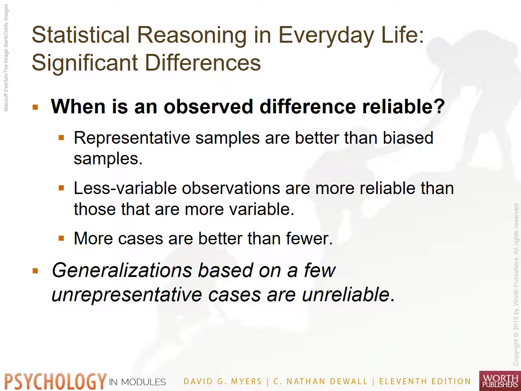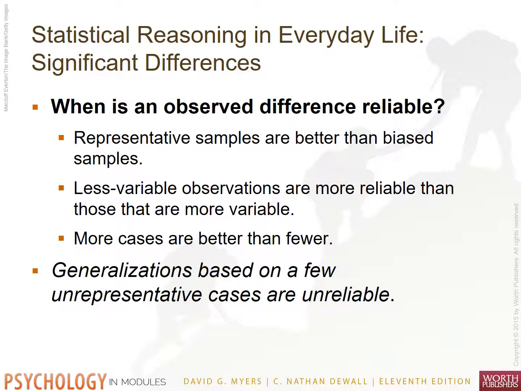So let's talk briefly about statistical reasoning and significant differences. Representative samples are better than biased samples, and the best way to get a representative sample is to take a random sample. In a random sample, everybody in the population has an equal chance of being in your sample. The sample is basically a subset of the population of all the people you're interested in studying.